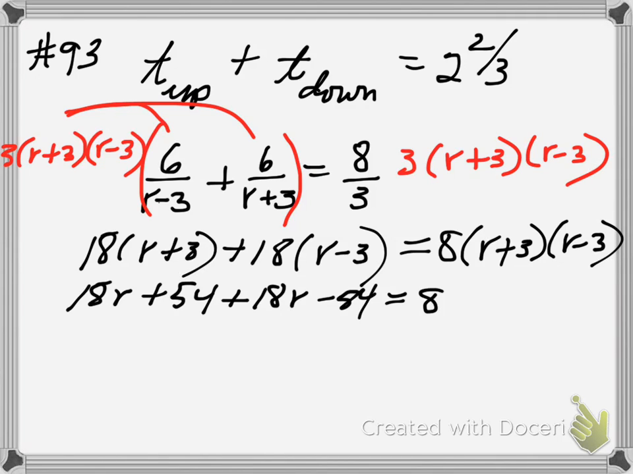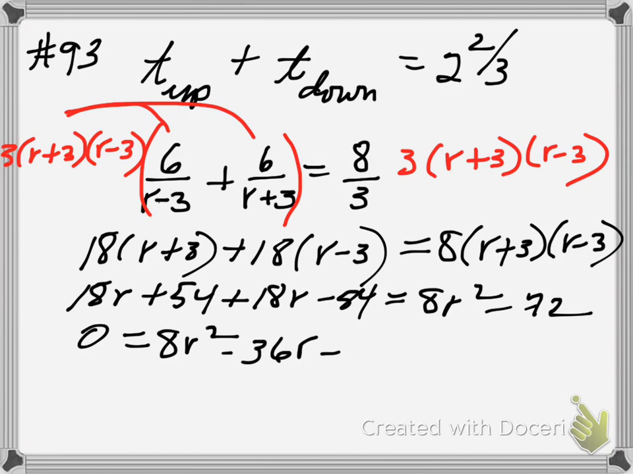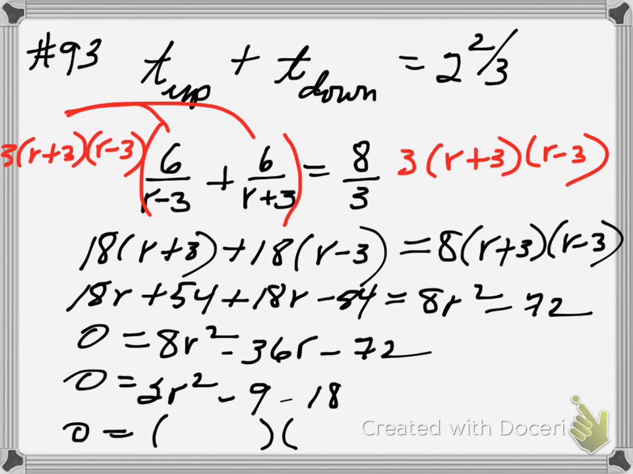So we just go through and do all that math, and what we end up getting is, on the right side, 8r squared minus 36r minus 72. And now we can factor this. I'm going to go ahead and divide both sides by 4 just because it's going to simplify things a little bit better. And then after that, I'm going to go ahead and factor this.